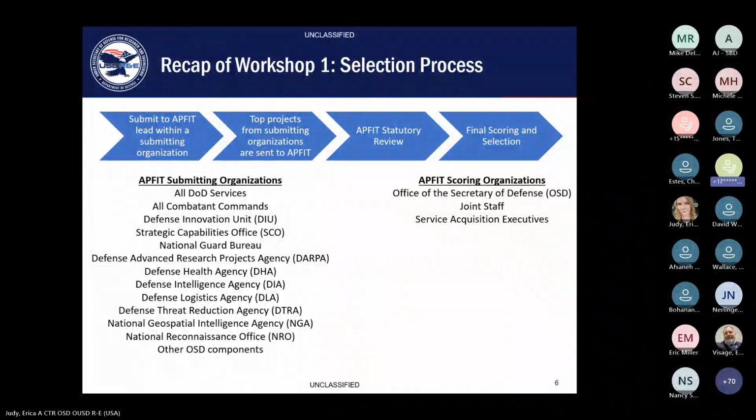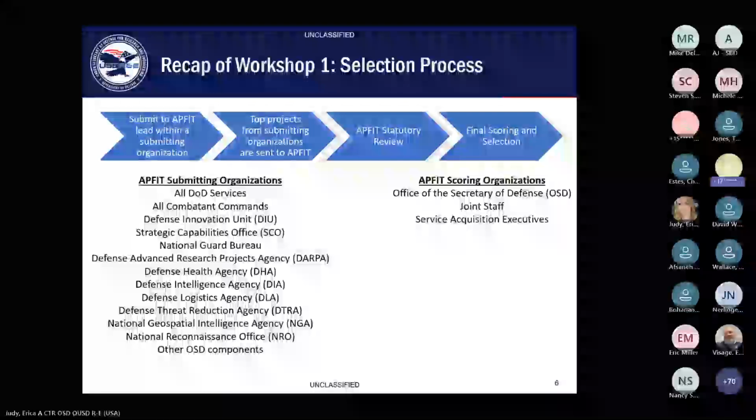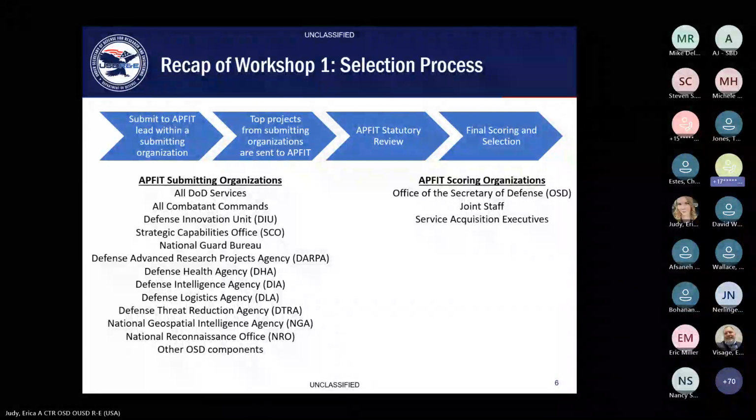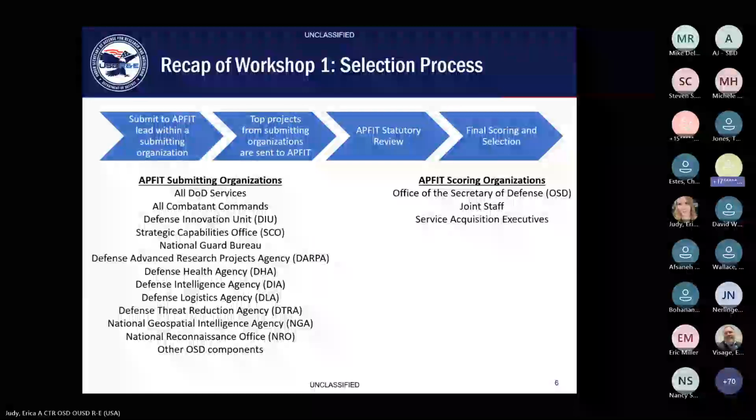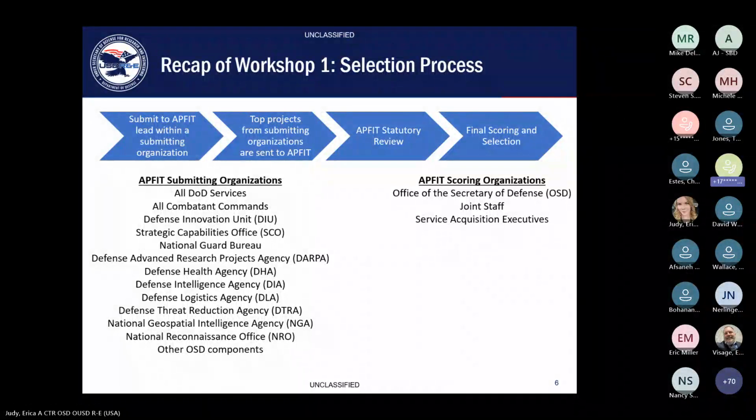all of the APFIT submitting organizations. That's every service, every combatant command, numerous agencies and other Department of Defense organizations. So they are the ones looking through their portfolios, trying to figure out which projects are within that APFIT criteria, and they're the ones submitting them to us. So that's step 1. They all actually do a down selection. We limit the number of proposals each of those organizations can submit. It forces them to do that first down selection.